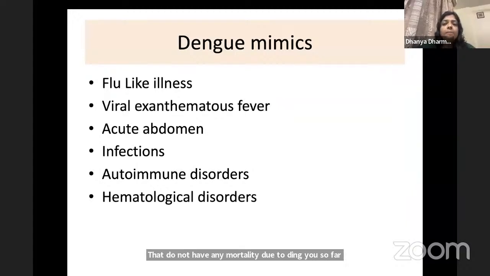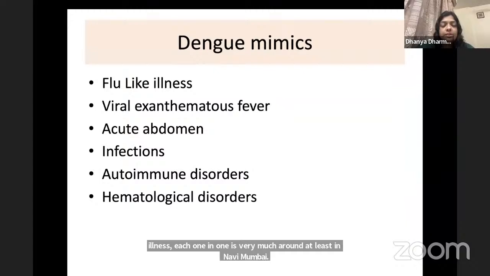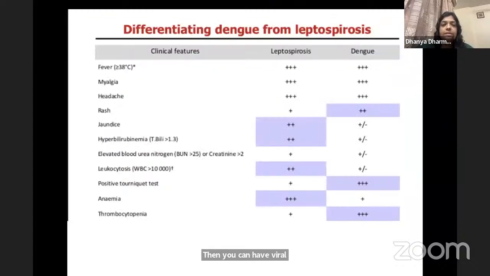And dengue mimics we also need to remember. There could be flu-like illness. H1N1 is very much around, at least in Navi Mumbai. Then you can have viral exanthematous fever, acute abdomen, other infections. So how do you differentiate this? In leptospirosis, of course, you'll have a history of wading through flooded water. But in general, you may have more of jaundice, hyperbilirubinemia, leukocytosis, as well as anemia in leptospirosis.